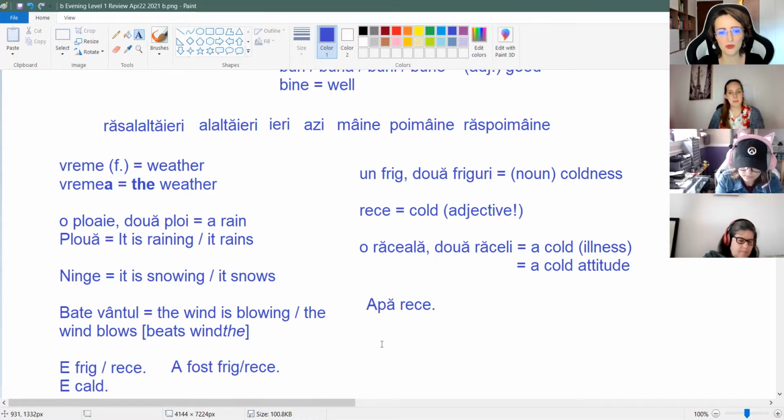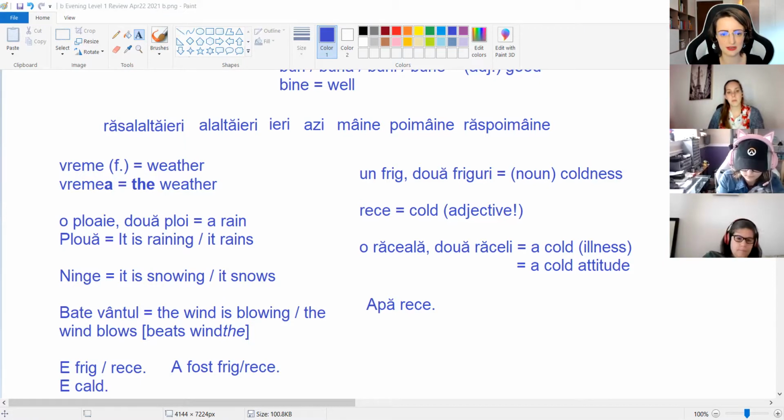There are a lot more words that you can review here. I'm not going to go through all of them because we're out of time. I just want to take a few more minutes to review some really important things from the last pages.